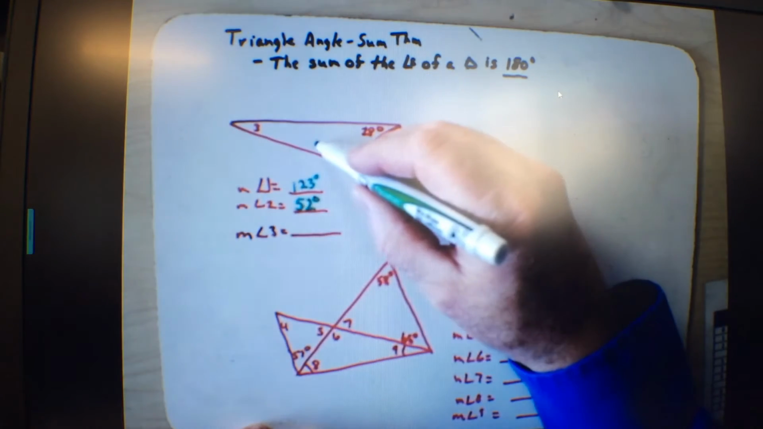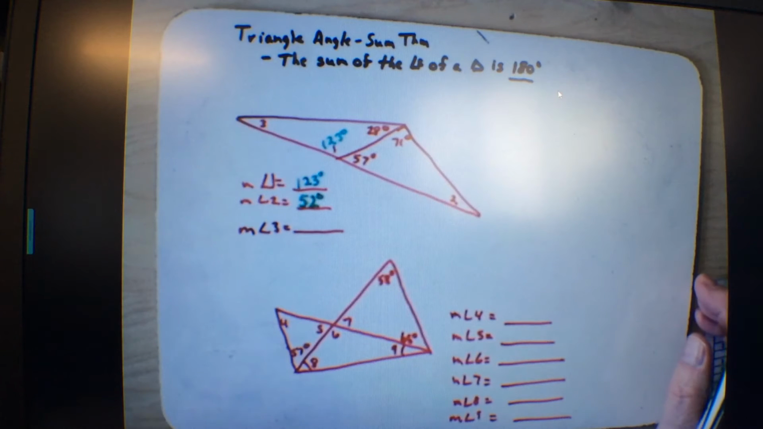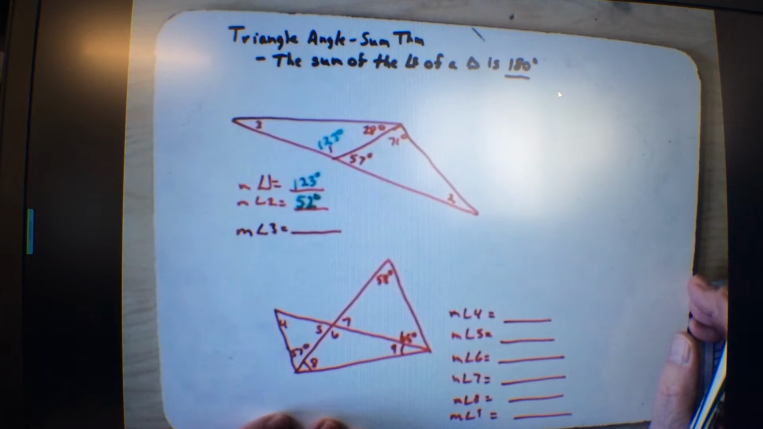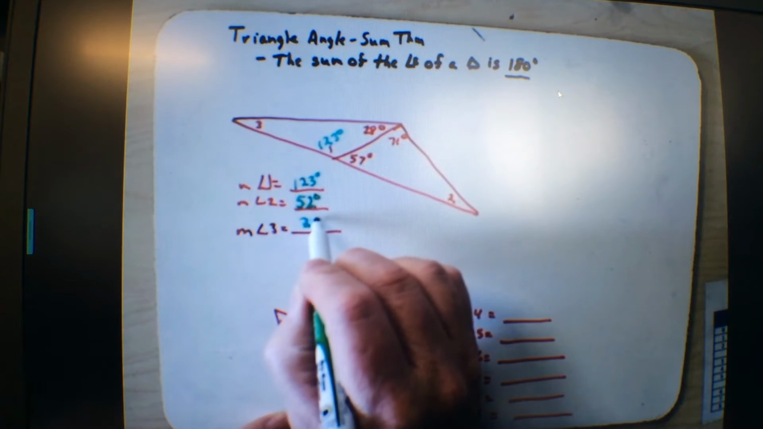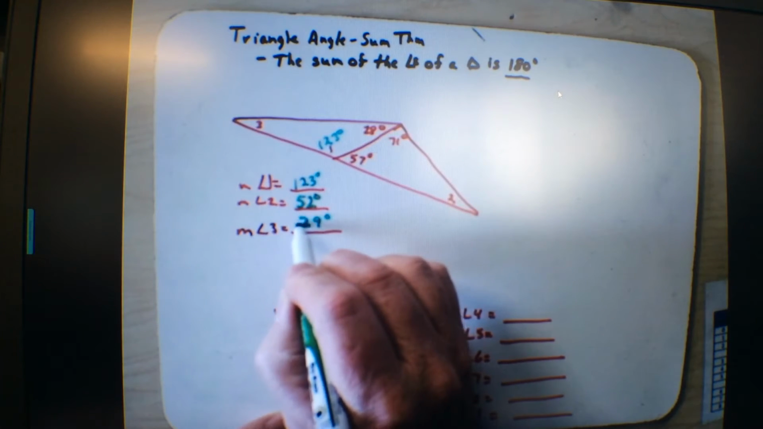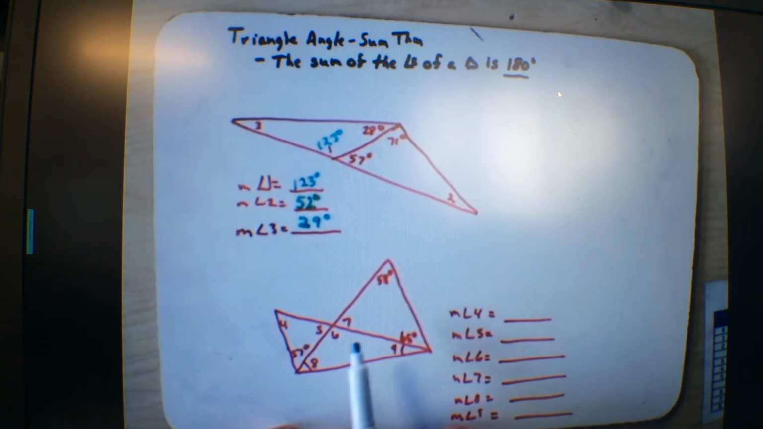Alright, so if this is 123 now, we should be able to find angle 3, correct? And can somebody give me the value of that? 29 degrees? Do we agree with that? Yeah, 29. 29 degrees.